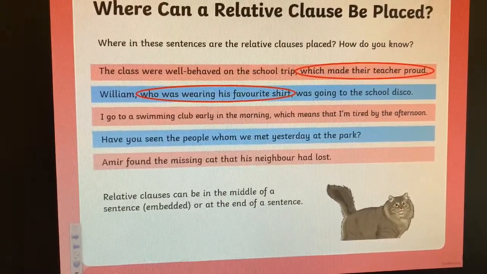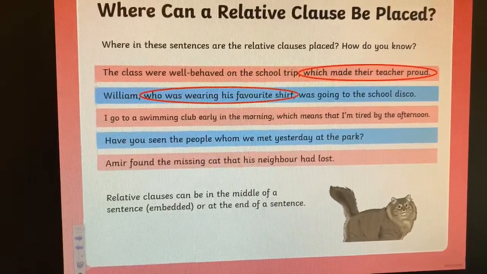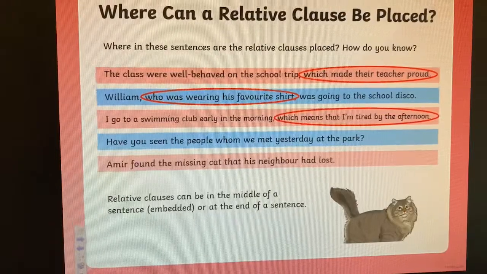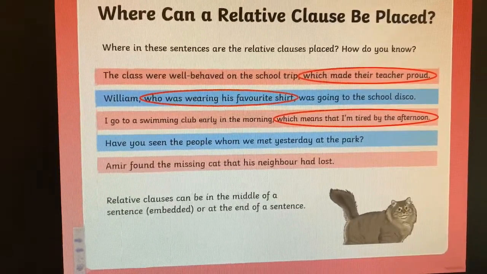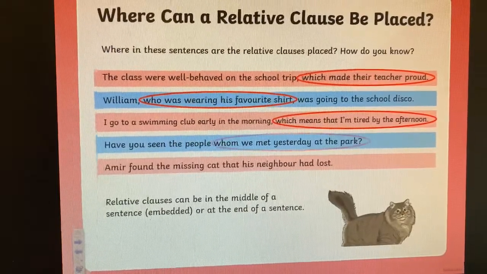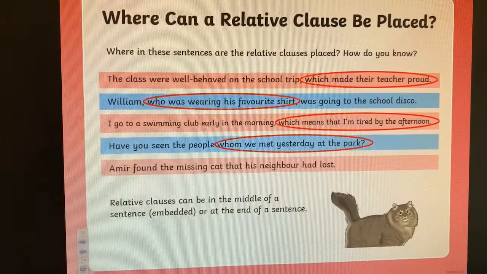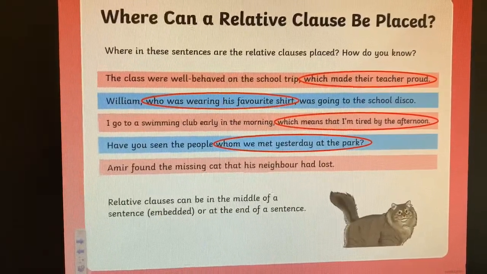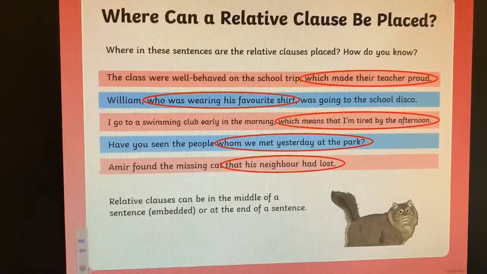The third sentence: I go to a swimming club early in the morning, which means that I'm tired by the afternoon. The relative clause is which means that I'm tired by the afternoon. Have you seen the people whom we met yesterday at the park? The relative clause is whom we met yesterday at the park. And the final sentence: Amir found the missing cat that his neighbour had lost. The relative clause is that his neighbour had lost.